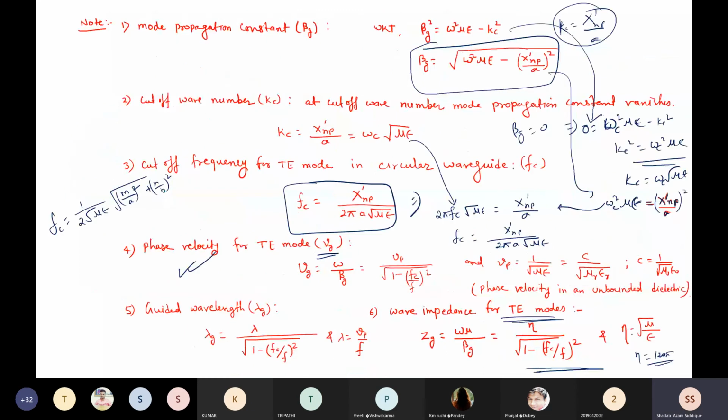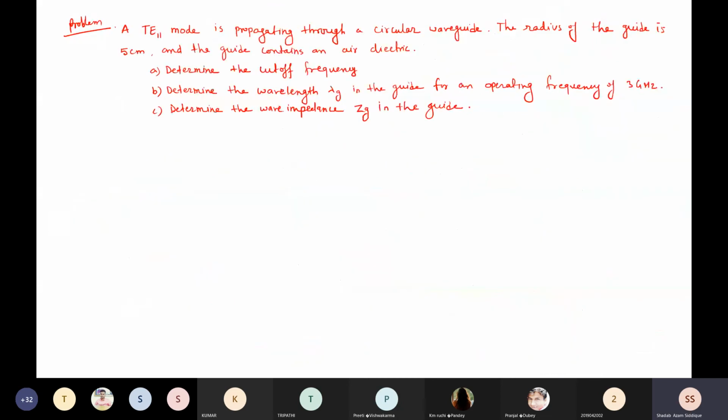So this is the solution, and these are the formulas which we can use for the problem. So there we have the cutoff frequency, cutoff wave number, mode propagation constant, phase velocity in unbounded dielectric, guided wavelength, wave impedance, and the propagation constant. All these formulas which we have, we can use to proceed with the problems. Okay, so we can go through these problems.